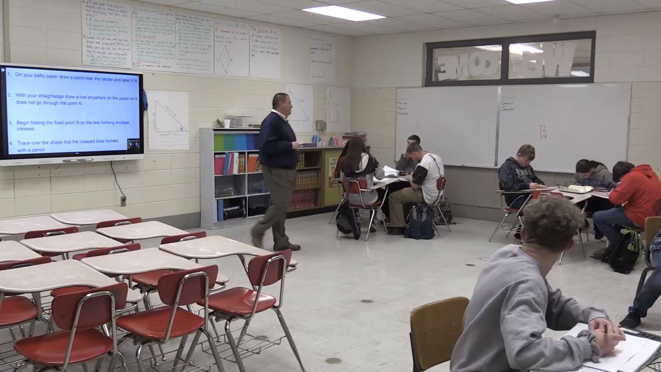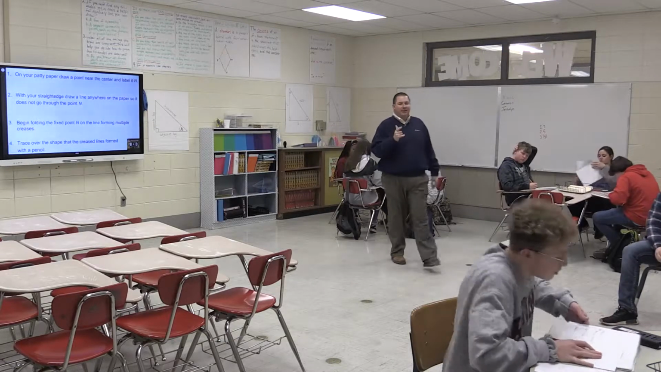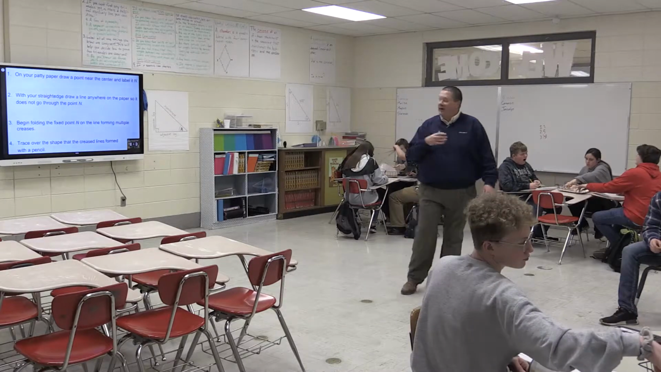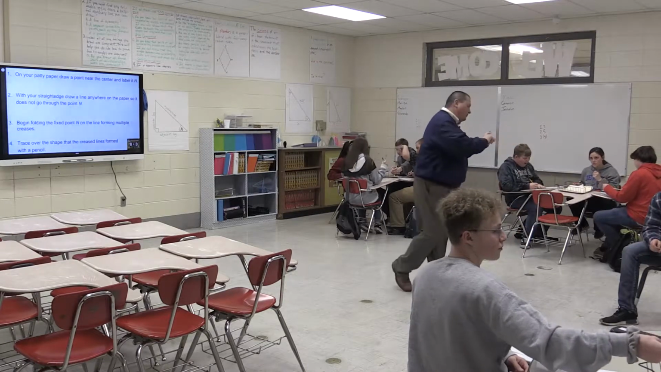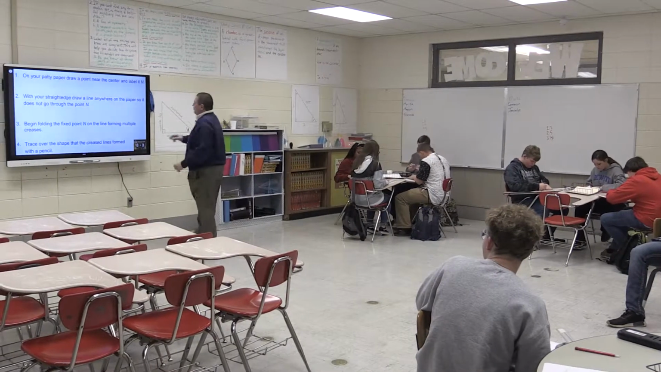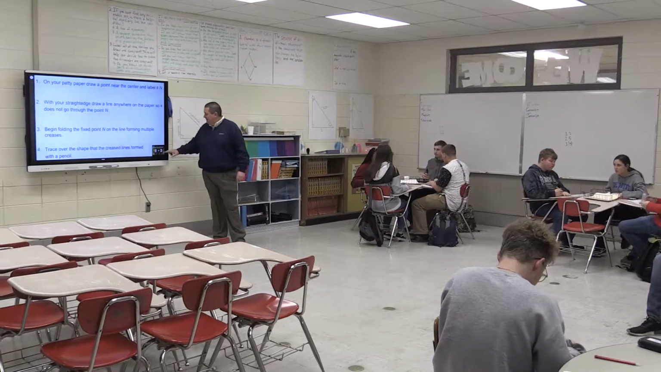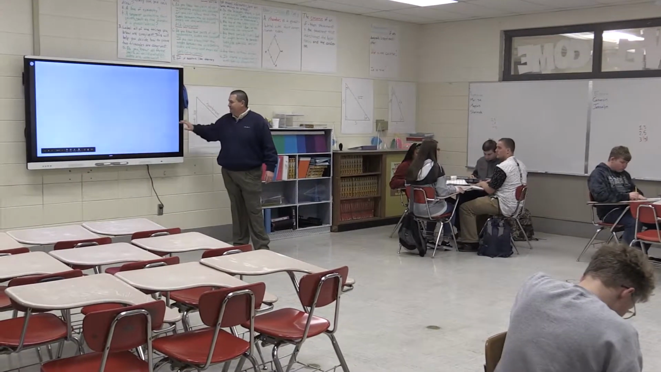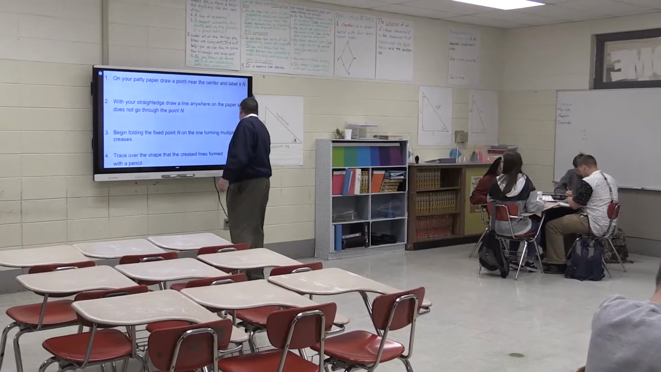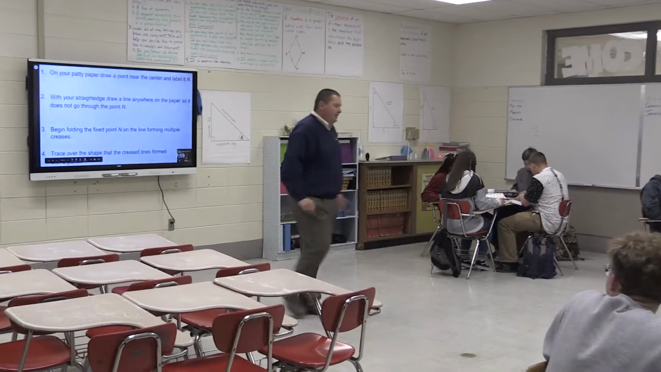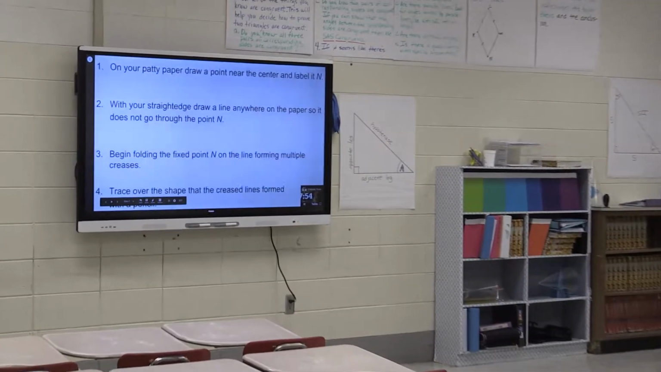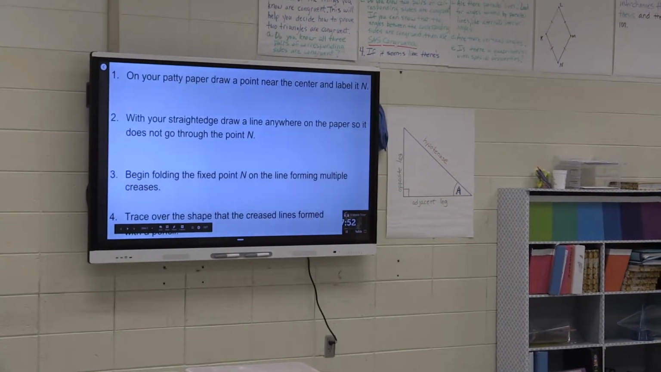And once you get point N on your patty paper, take the ruler and draw a line anywhere on the paper. Now make sure your line goes all the way across the paper and that it does not go through N. And once you get finished with that, then you guys can begin. So it does not go through N. Okay? And then y'all go ahead and start on 3 and 4. Yeah, make sure you draw it dark enough so you can see it.